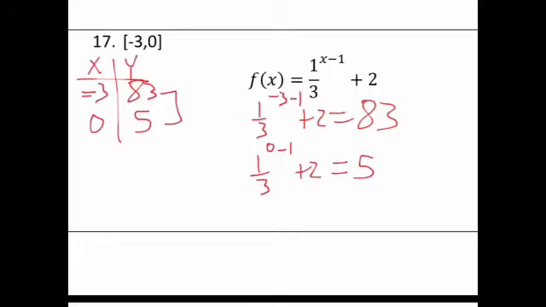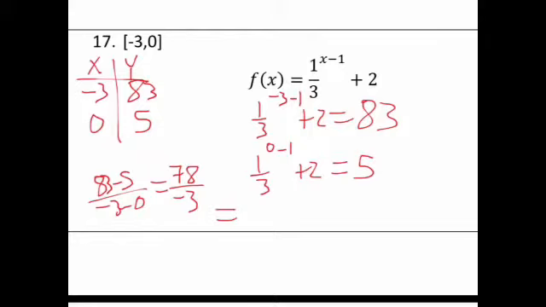When you get our rise over the run, we'll do 83 minus 5 over -3 minus 0. And 83 minus 5 is going to give me 78. Bottom we got -3. And if you plug that in, you're going to get -26. So it simplifies out to be -26.